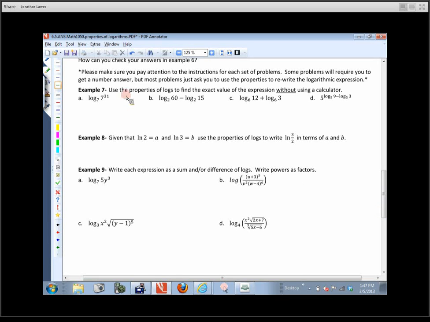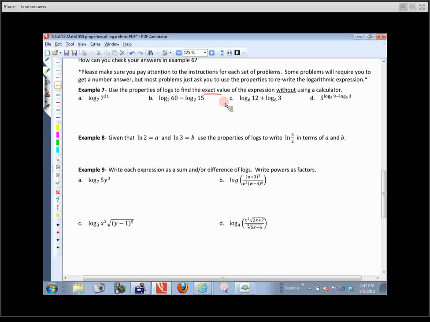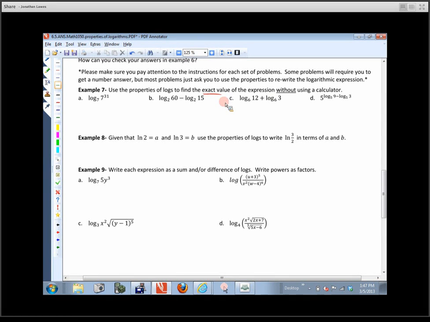It says use the property of logs to find the exact value of the expression without using a calculator. Notice what it says there. Find the exact value, and don't use a calculator. So let's follow the instructions. On this problem right here, log base 7 of 7 to the 31st. Do you have problems like that? Answer: 31. End of story, we're finished.